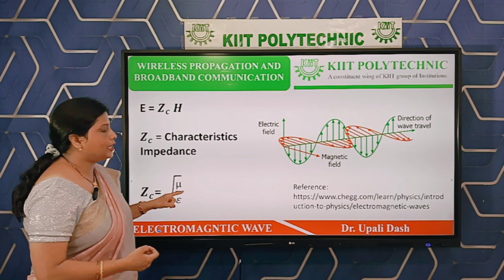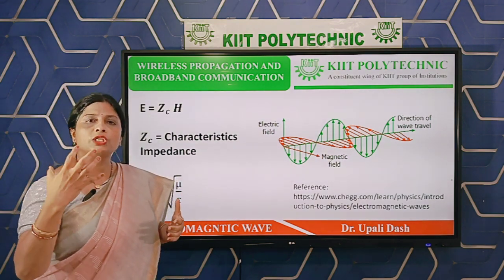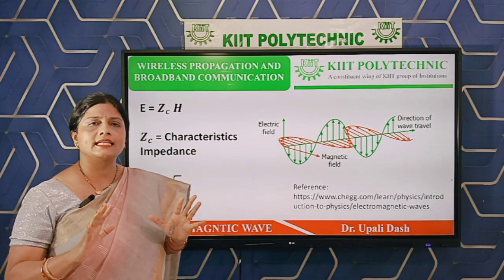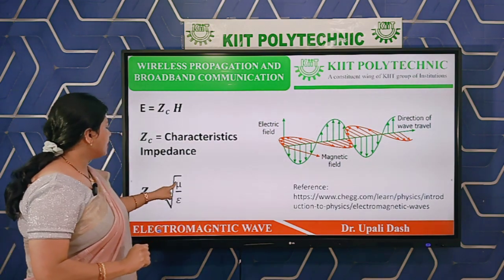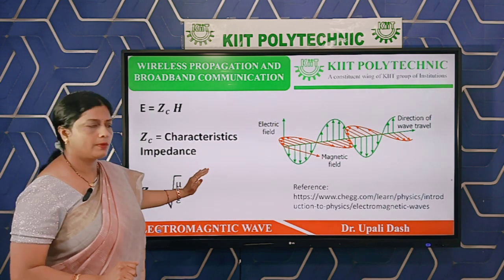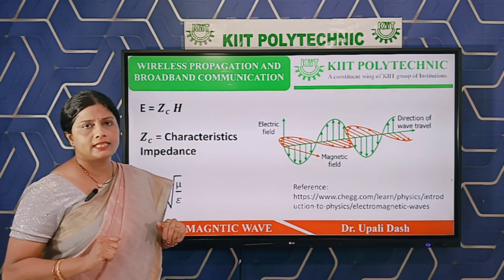So again, as I told, in the media two things are there, permittivity and permeability, and the opposition is ZC. So obviously, ZC is dependent on these two things only. So ZC we can say is the square root of mu by epsilon. Mu is permeability, epsilon is permittivity. So their root will give us ZC.